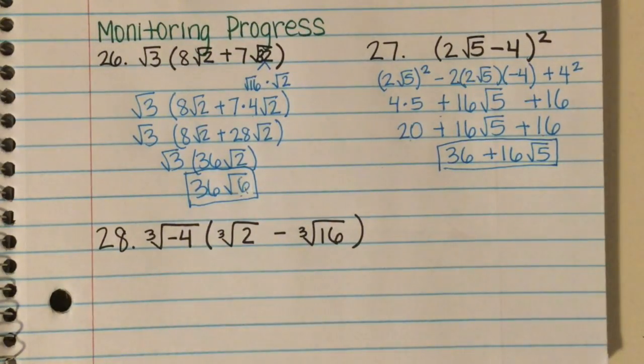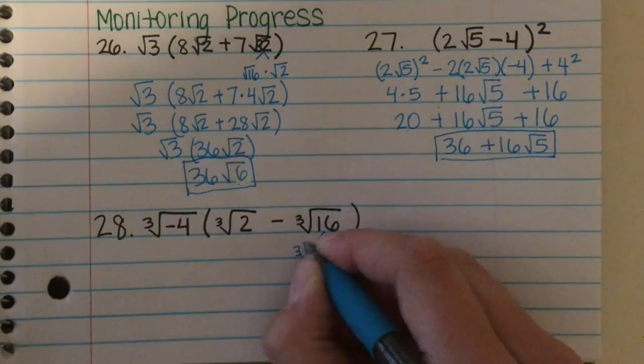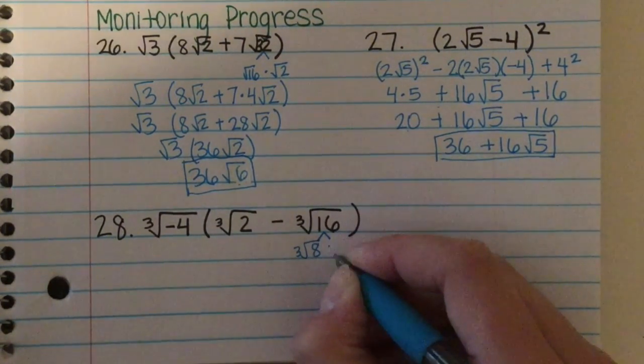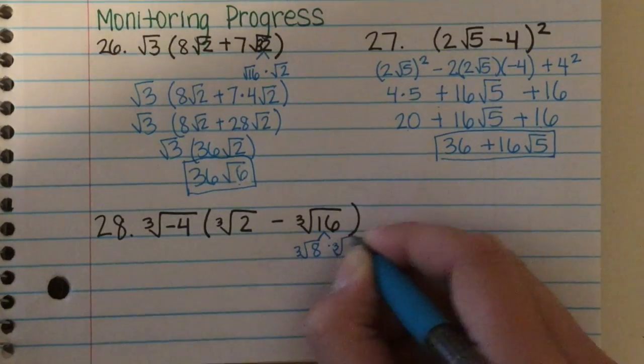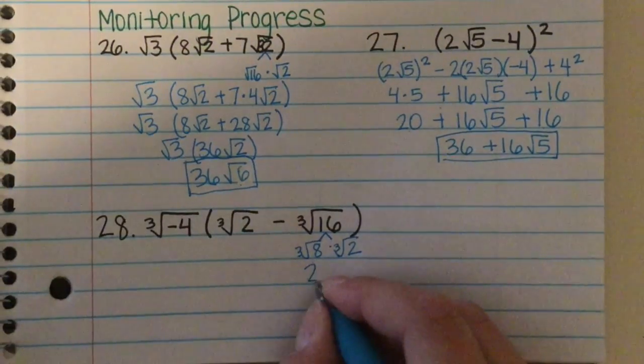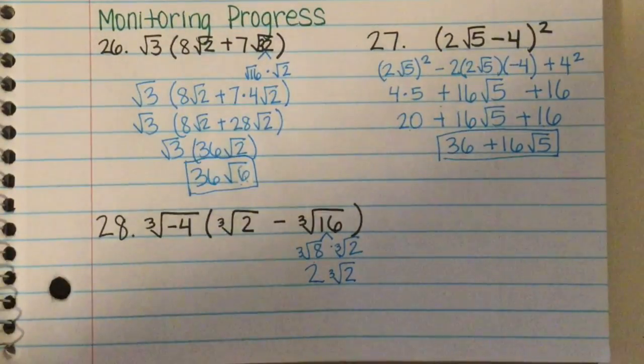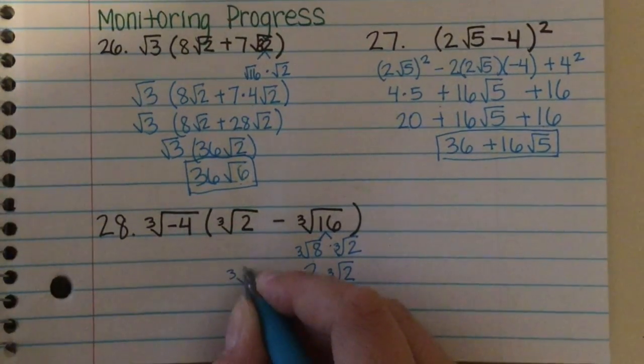In example number 28, I am going to go ahead and simplify first. So I'm going to pull out the cube root of 8 times the cube root of 2. And the cube root of 8 is 2. And then everything else will stay the same.